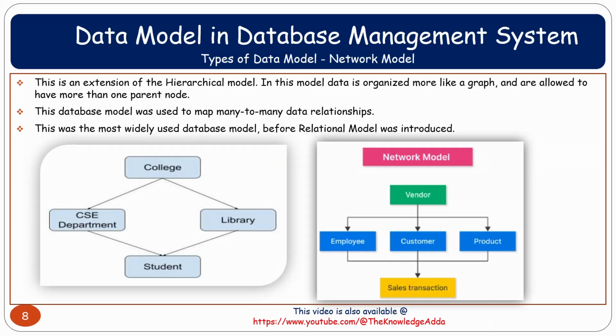And now the next one is the network model. Basically this is an extension of the hierarchical model. In this model, data is organized more like a graph, and nodes are allowed to have more than one parent.